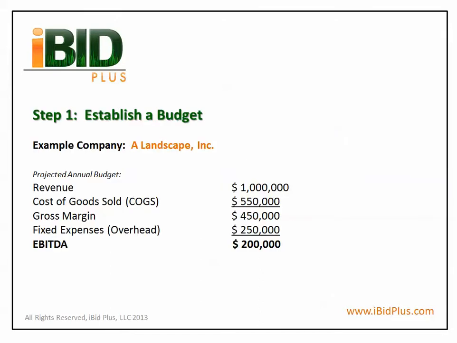The first step in the process is to establish a budget. Here we see A Landscape Incorporated's projected annual budget. Notice the fixed expenses for the year are anticipated to be $250,000. This is the target the company will shoot for to recover.